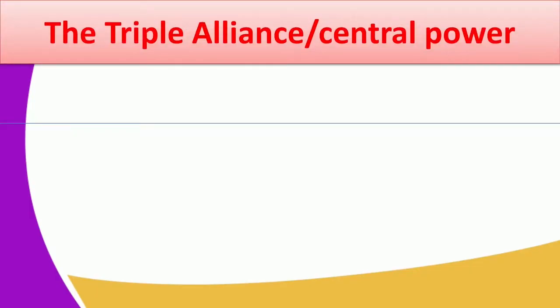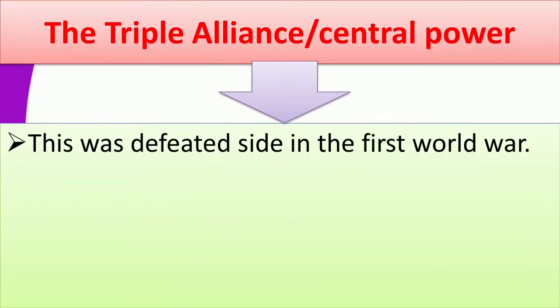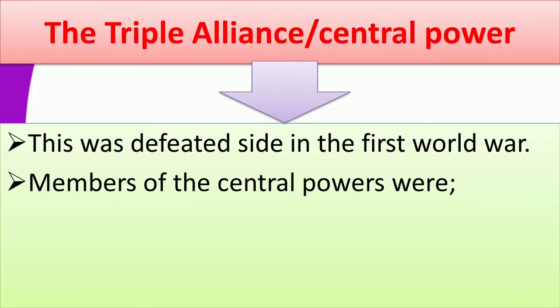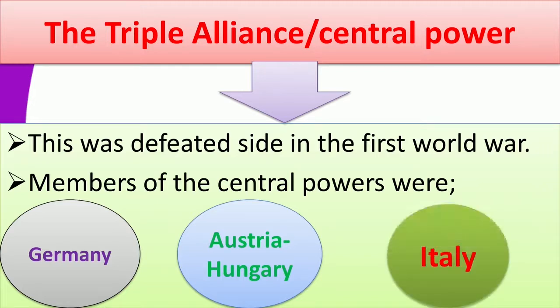The Triple Alliance, or rather the Central Power, this was the power or the side that was defeated. It was the defeated side in the First World War, and the members of the Central Power, or rather the Triple Alliance, were Germany, Austria-Hungary, and Italy. As the name suggests, triple means three. So these were the three main powerful countries that formed an alliance.